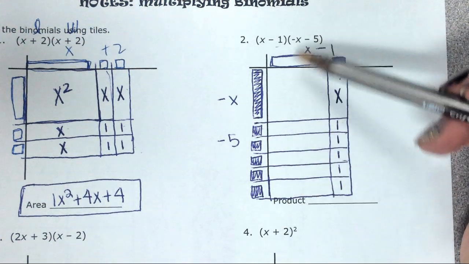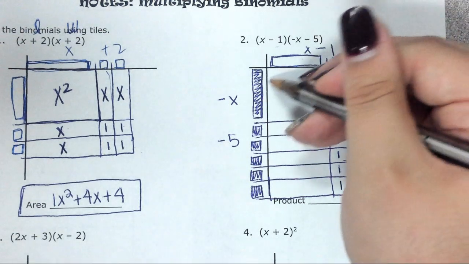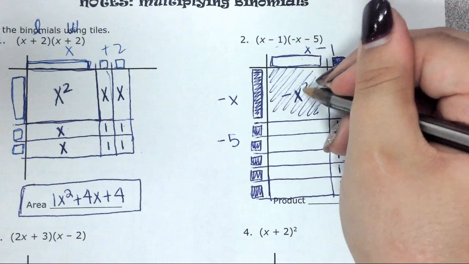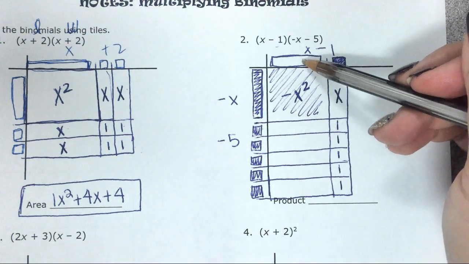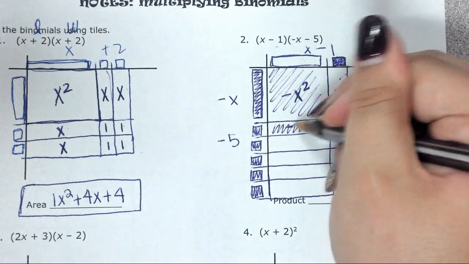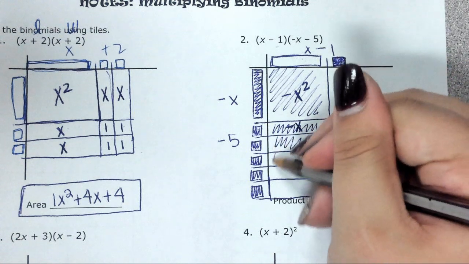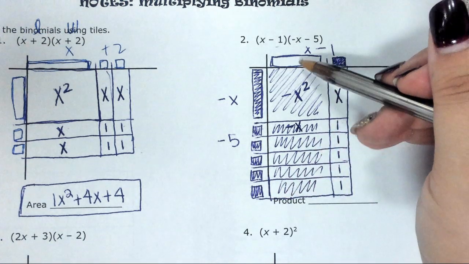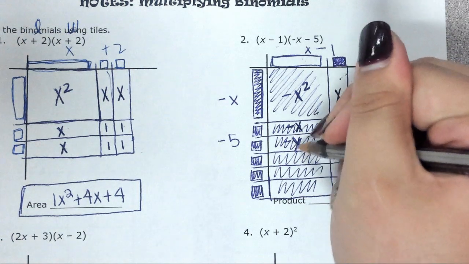But right here, this one's a positive and a negative. This one is going to be negative x squared. This one is a positive and a negative. It's going to be negative x. Same thing here, and here, and here. All of these are a positive with a negative, so they're all going to be negative x's.